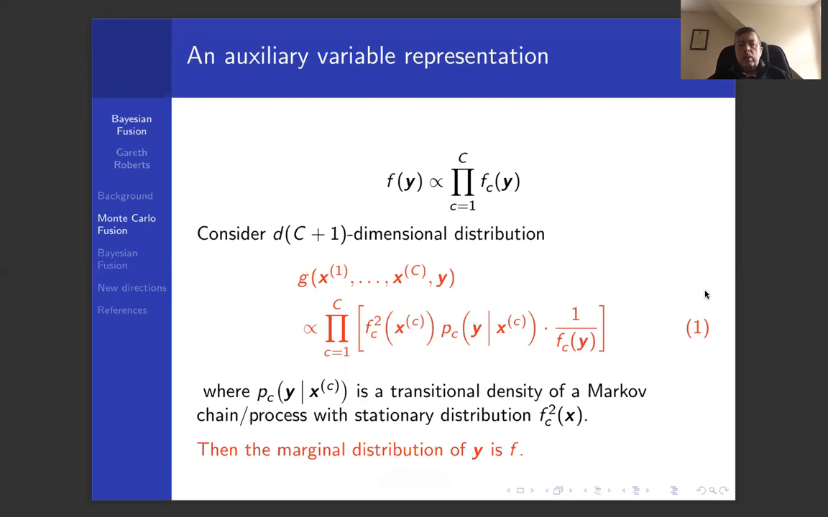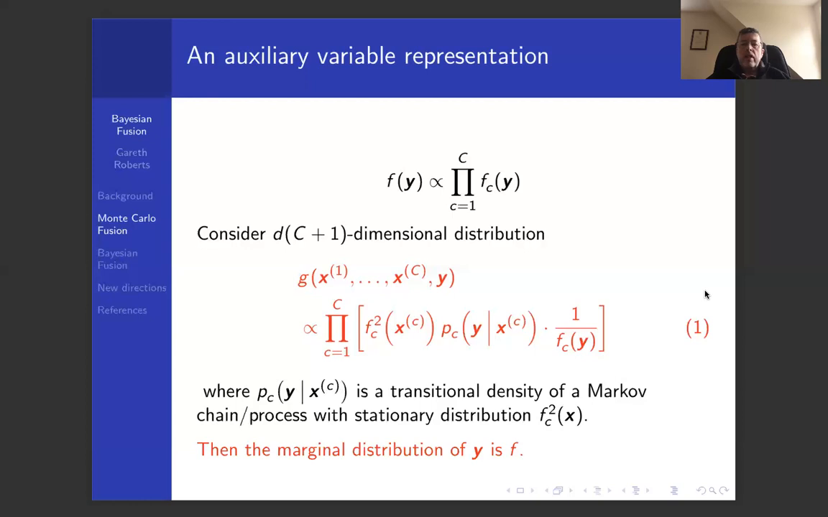So let's examine g slightly more closely. g is a density on C·d plus d dimensional space. The terms inside the product there are terms which are familiar, like f_c squared(x_c) divided by f_c(y). But also something which we haven't introduced yet, which is a mysterious object, p_c(y given x_c), where p_c is just the transition density of any Markov chain or Markov process which has stationary distribution f_c squared. Now, it may seem a little bit odd that we have f_c squared in there and not f_c, but that's the way the algebra works out to ensure that this thing has the correct marginal distribution for y.